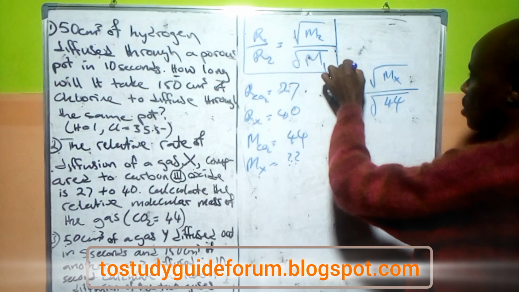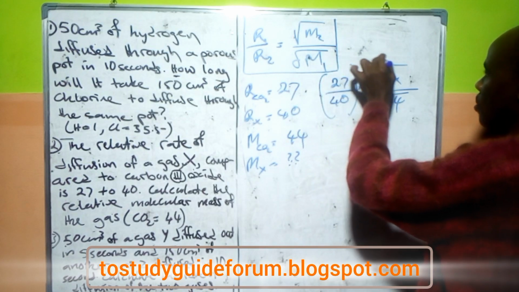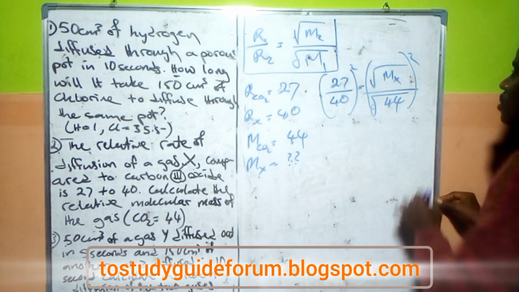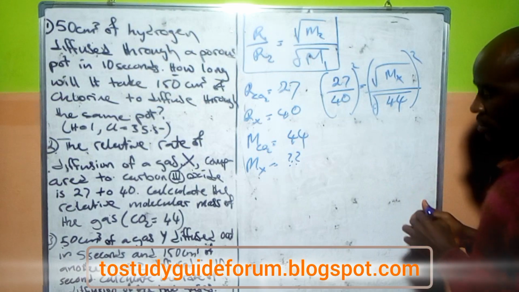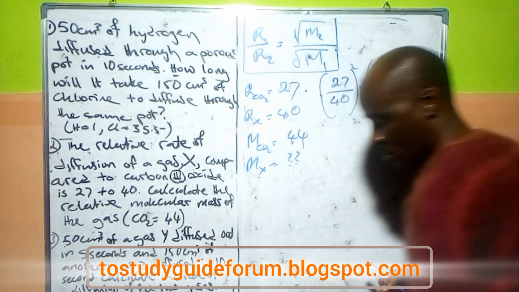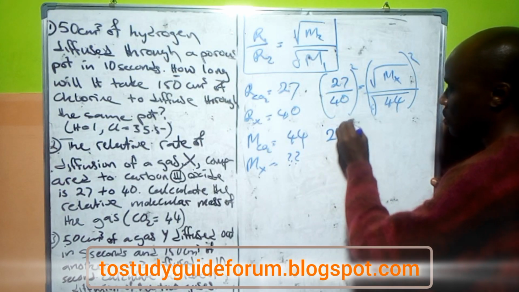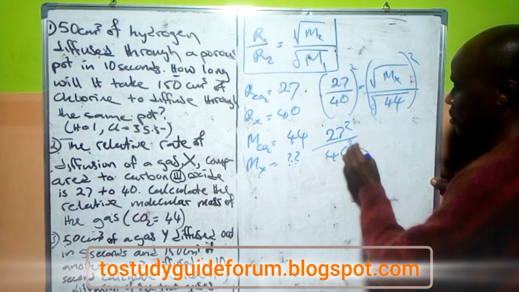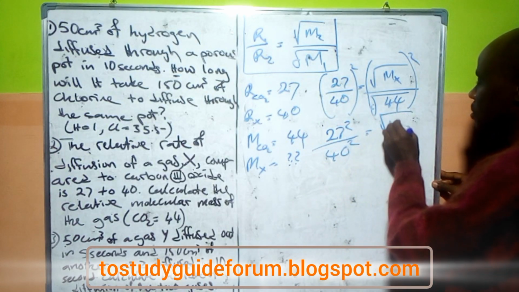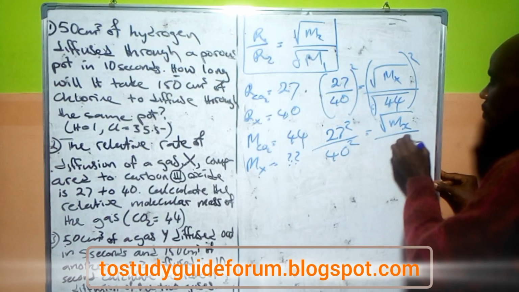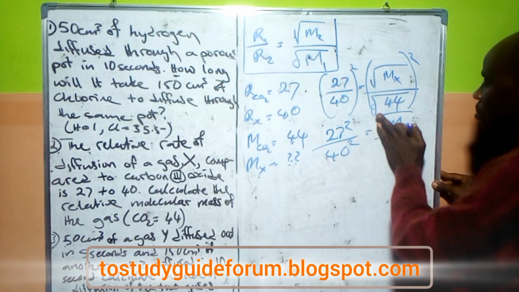The best way to go about this is to square both sides, so remove the square root. So when we square both sides, let's just finish up. We have squared over 40 squared. That will give us all over. Okay, this is no more. It's gone.